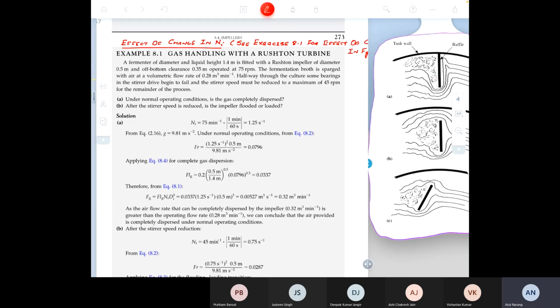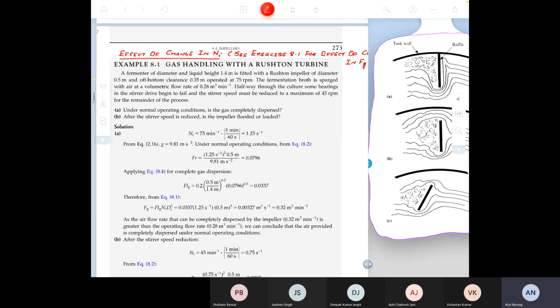So let's go through the problem which I've actually already covered last time. Basically, they begin by giving you a fermenter of diameter and liquid height 1.4 meters. So they are giving you the tank diameter D_T, and they are also giving you the liquid height H_L. Both are equal, 1.4 meters.